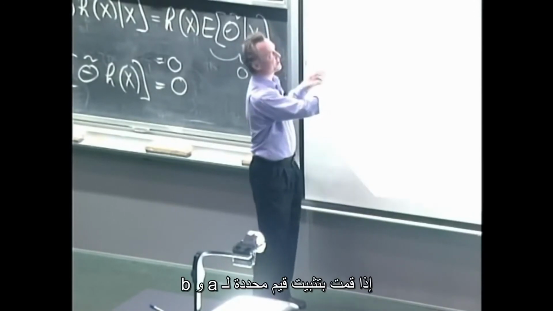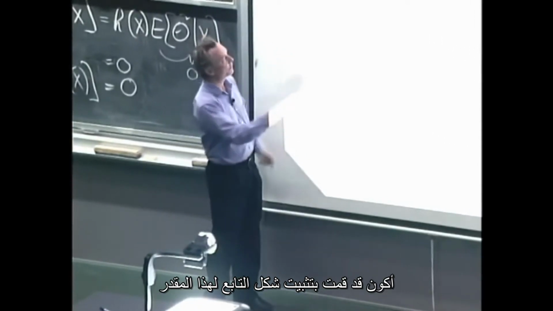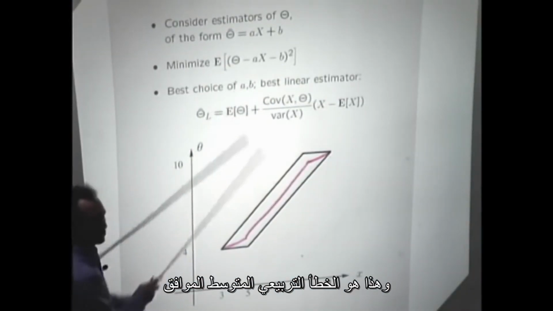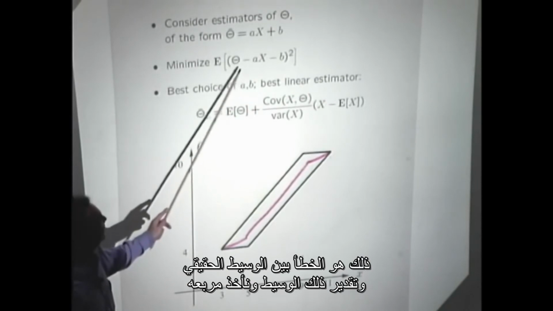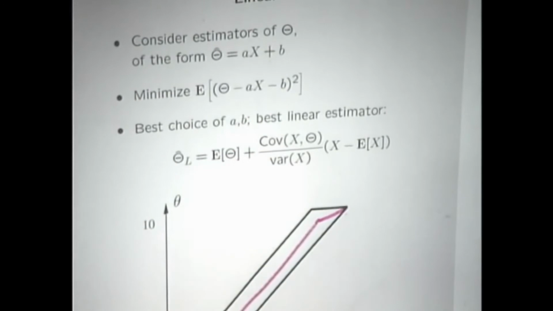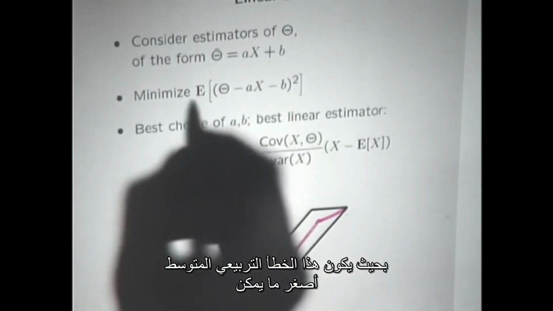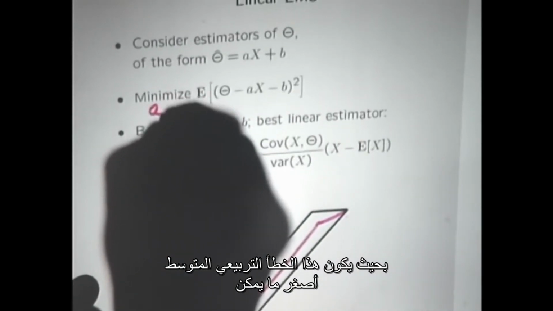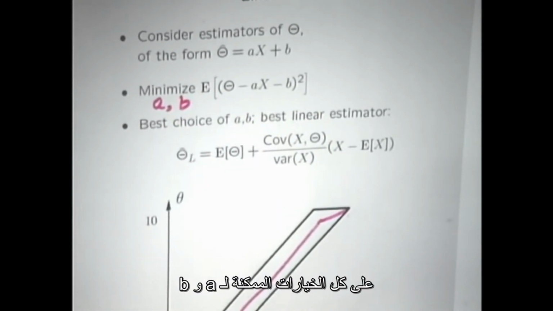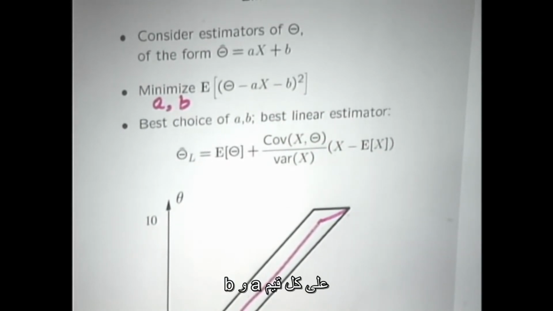If I fix a certain a and b, I have fixed the functional form of my estimator, and this is the corresponding mean squared error. That's the error between the true parameter and the estimate of that parameter. We take the square of this. Now the optimal linear estimator is defined as one for which this mean squared error is smallest possible over all choices of a and b. So we want to minimize this expression over all a's and b's.